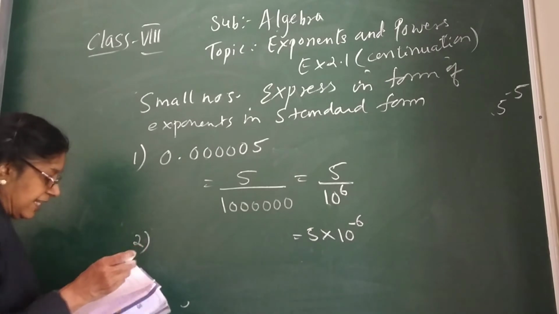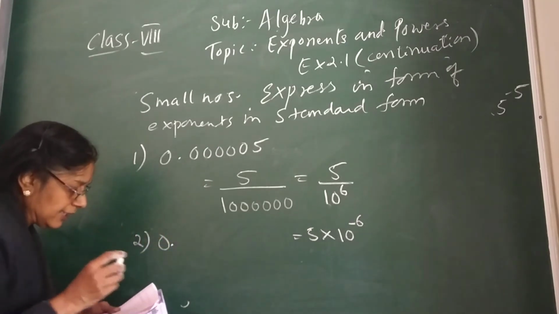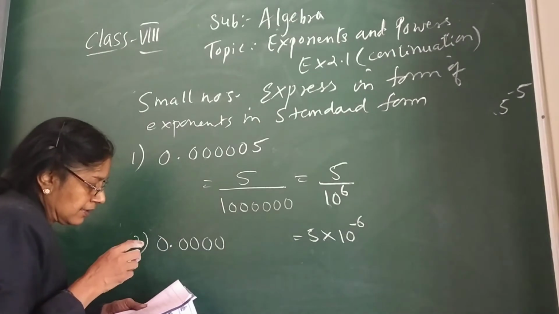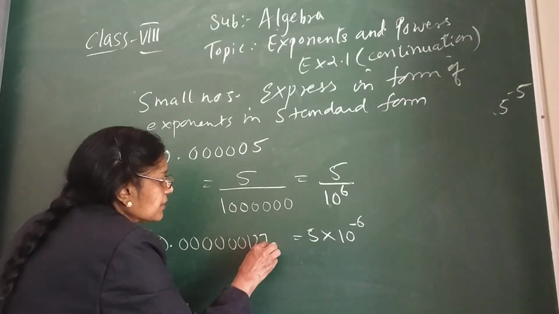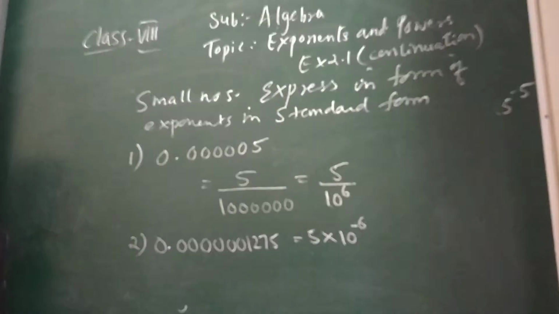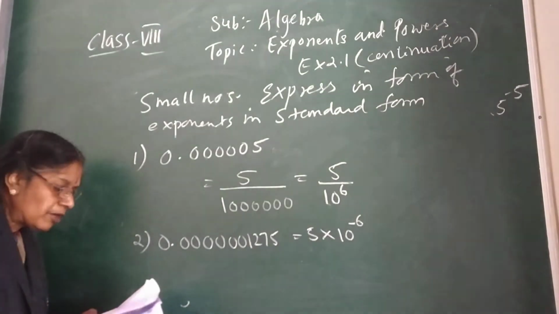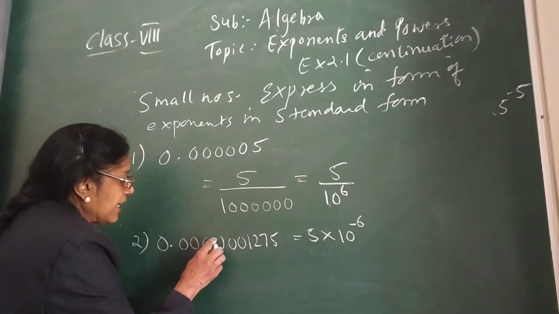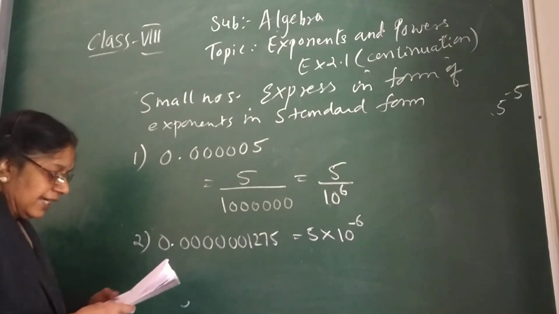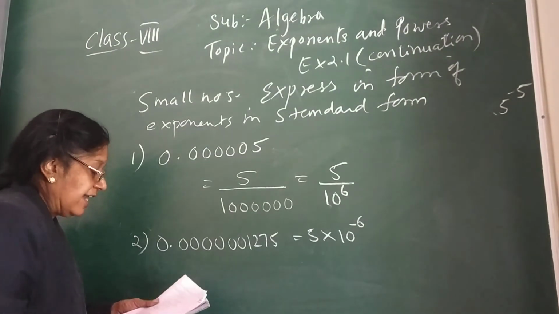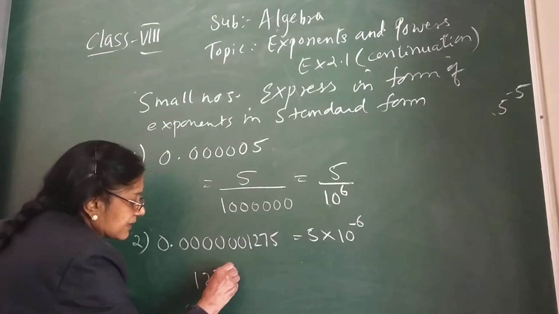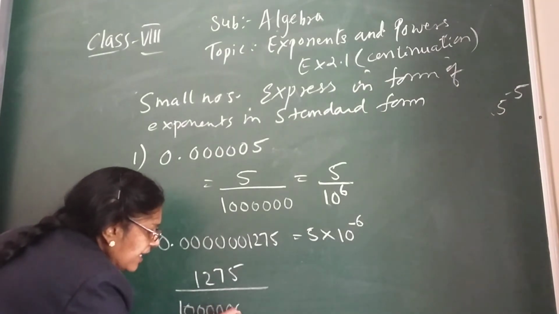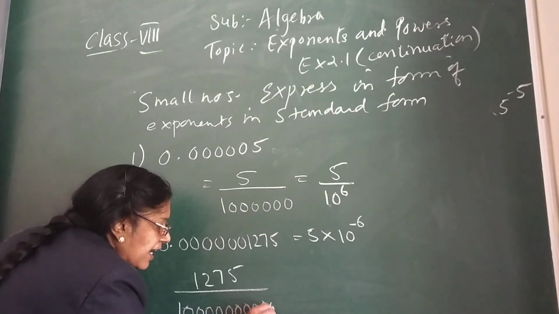Let us take a second example. See, count the zeros: 1, 2, 3, 4, 5, 6, then 1, 2, 7, 5. This I have to write down in standard form. How should I write it down in standard form? Let us see. Now, how many zeros are there? 1, 2, 3, 4, 5, 6, 7, 8, 9, 10. It is 10 zeros, so what power will come? 10. So, 1275 divided by 1 followed by 10 zeros.